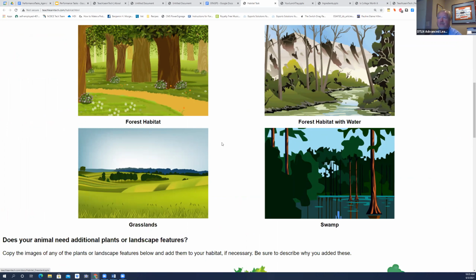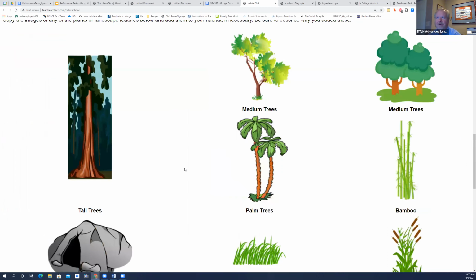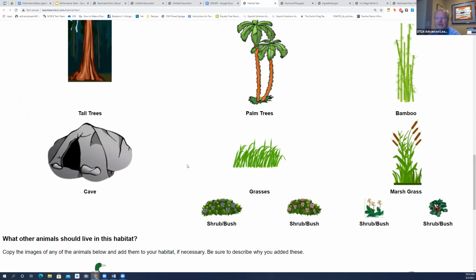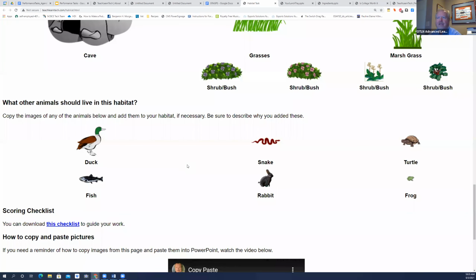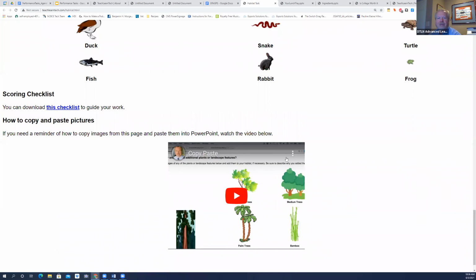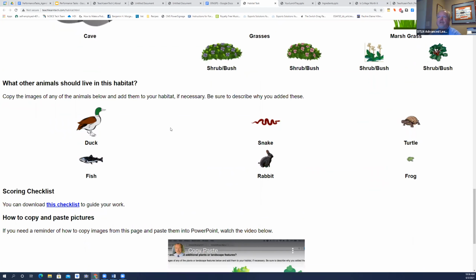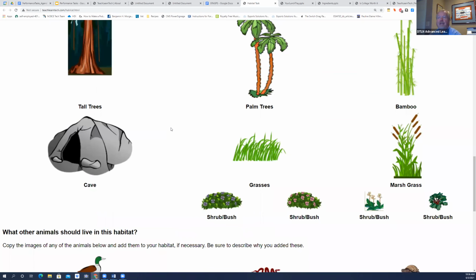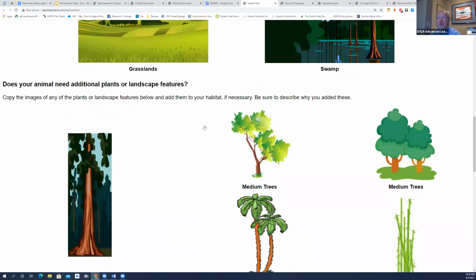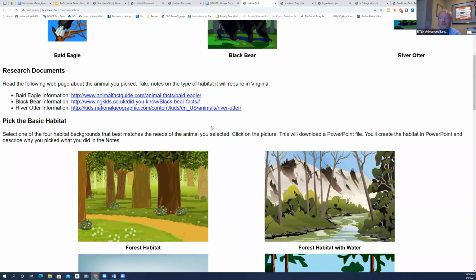So what the kids would do is they would pick their animal first, they would open up their PowerPoint, which one they thought was the best one, and then down here they could copy and paste different kinds of things into their habitat if they thought that their animal needed it. I did do a little copy and paste tutorial, but the 3rd graders knew how to do it by the time we got to this task. So they put their little habitat together, and then in the notes, they would describe why they chose different things.